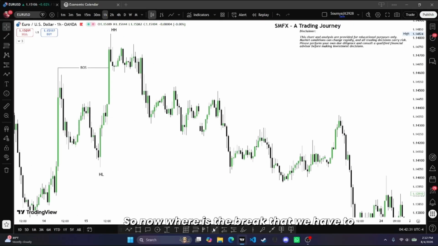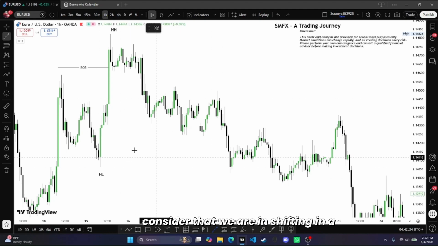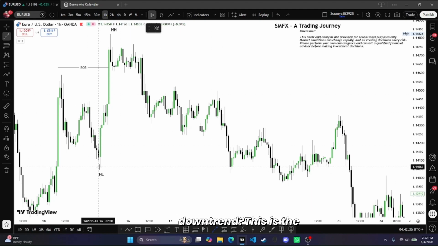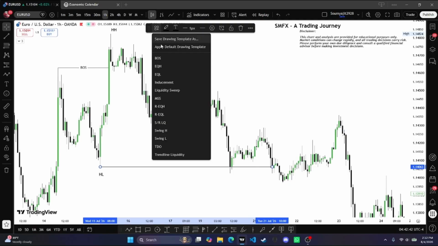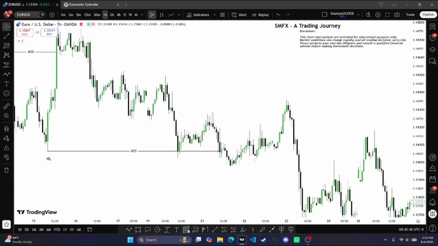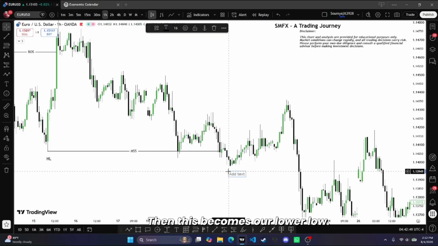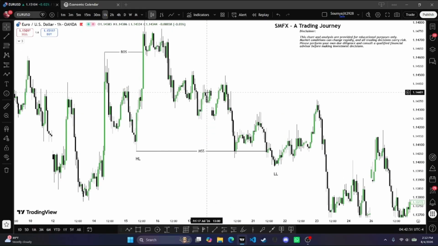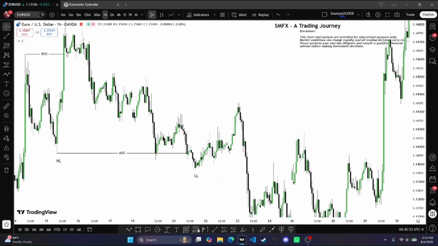So now where is the break that we have to consider that we are shifting in a downtrend? This is the low that got broken over here, giving us a market structure shift. Then this becomes our lower low. And then this a lower high.